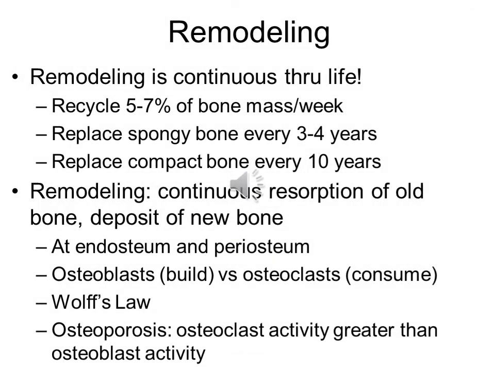So bone remodeling is actually continuous throughout life, truly start to finish. You get to recycle 5 to 7% of your bone mass per week. You replace your spongy bone every 3 to 4 years and compact bone approximately every 10 years. Right? So remodeling is really the continuous reabsorption of old bone and the deposit of new bone. And it occurs at the endosteum and the periosteum, so internal and external. And here we are again, our osteoblasts are depositing or building bone, and our osteoclasts are reabsorbing or destroying or consuming bone.